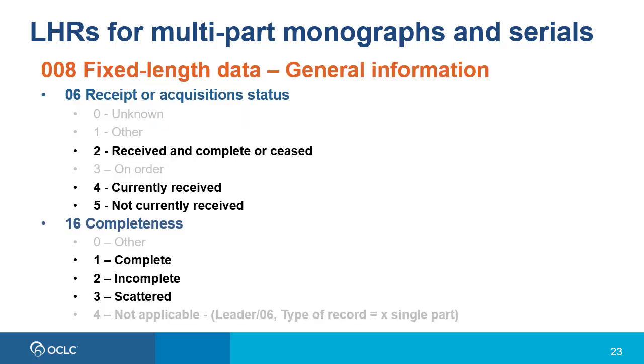In an 008-06 receipt or acquisition status for a multi-part or serial item, you might record a 2 if it's received and complete. For serials, you would use code 4 if you're currently receiving the title, or code 5 if you're not currently receiving the serial. For completeness, you would code 1 for complete holdings, 2 for incomplete, and 3 for scattered holdings.